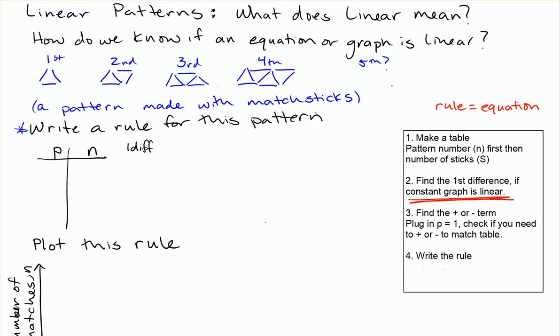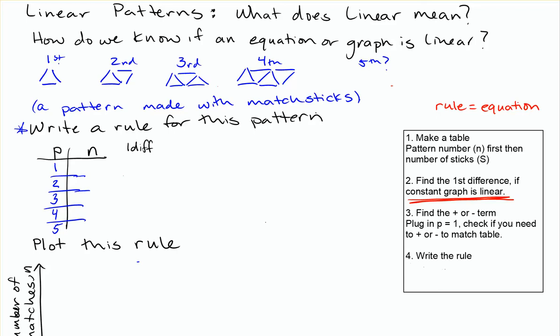So our first step here, when we're asked to write a rule for this pattern, is that we need to find or make a table. If they've given you a table to fill in, use it. If not, make sure you make your own. And we are going to be putting in the pattern number here, so that is going to be 1, 2, 3, 4, and 5 for my pattern number. Filling in the table here.